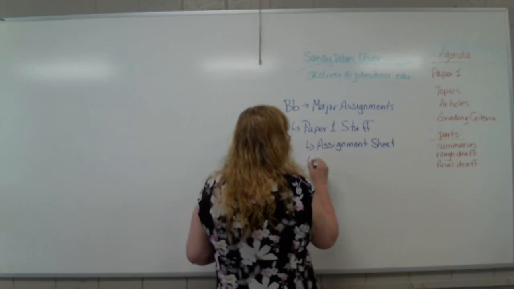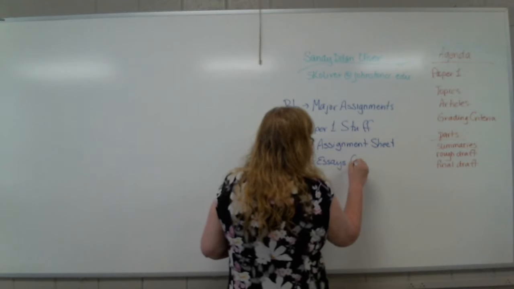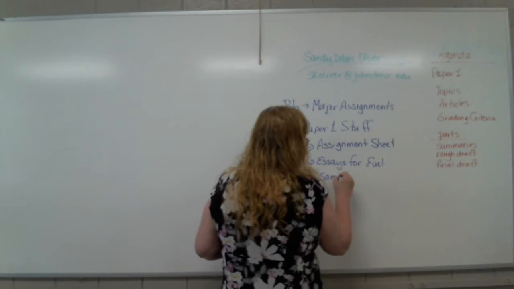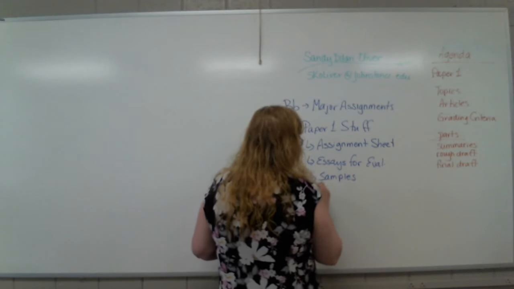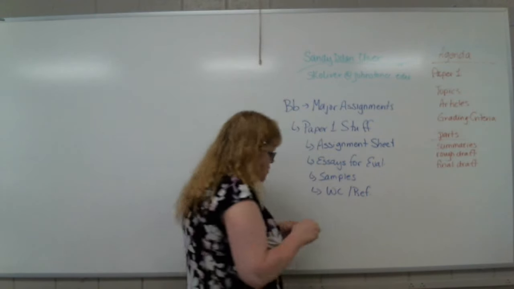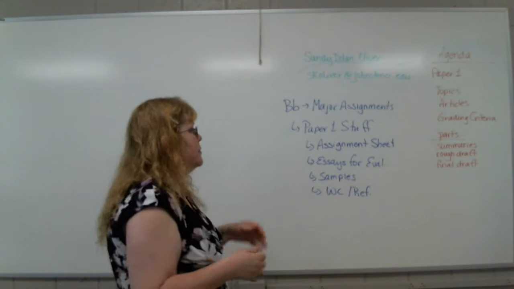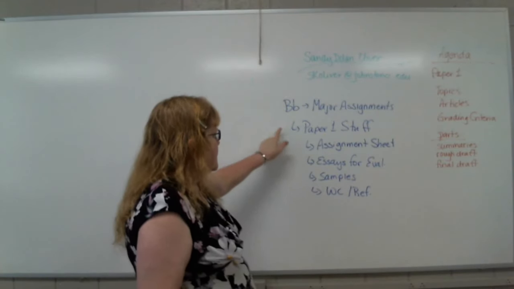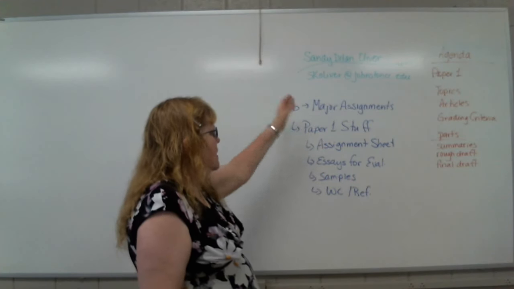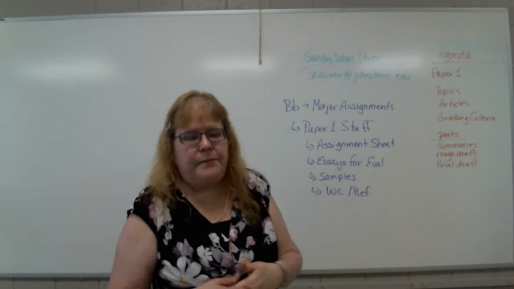You have an assignment sheet, you have essays for evaluation, you have some samples, and you have a works cited and reference page that gives you all of that already done. All you have to do is copy and paste that into your actual paper. So this is how you find things. From our Blackboard page on the left-hand side, you have major assignments. Scroll down, not very far, to paper one stuff, and then click on that.